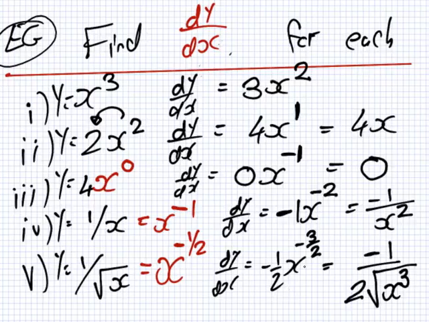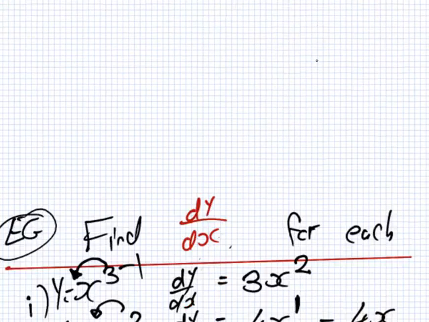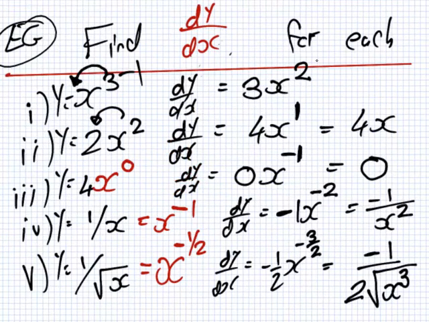In the first one, how does it become 3x squared? You bring the power down and then you take 1 away from the power. It's the rule. Give the zero, something like this would just be zero.